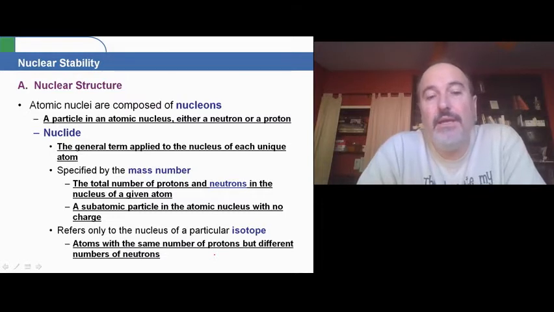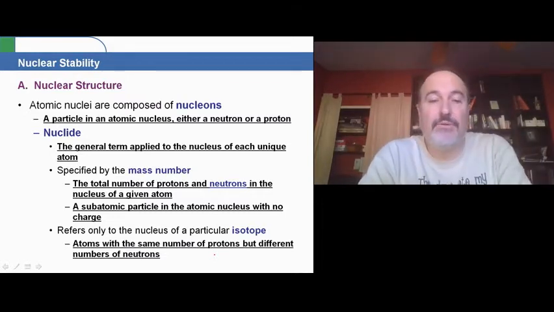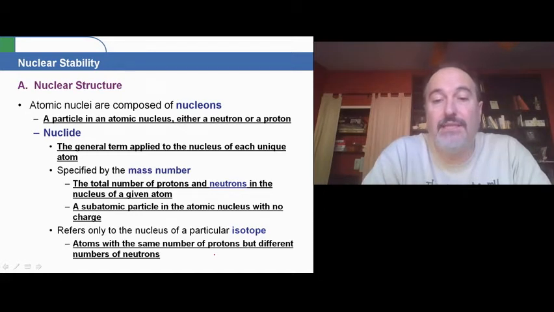Remember, isotopes are atoms with the same number of protons, but with different numbers of neutrons, and therefore different mass numbers. All right? They have different mass numbers.